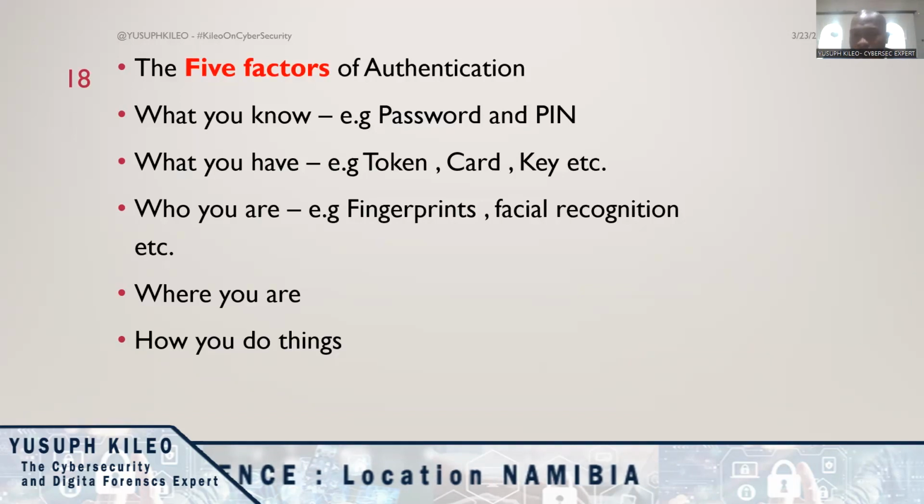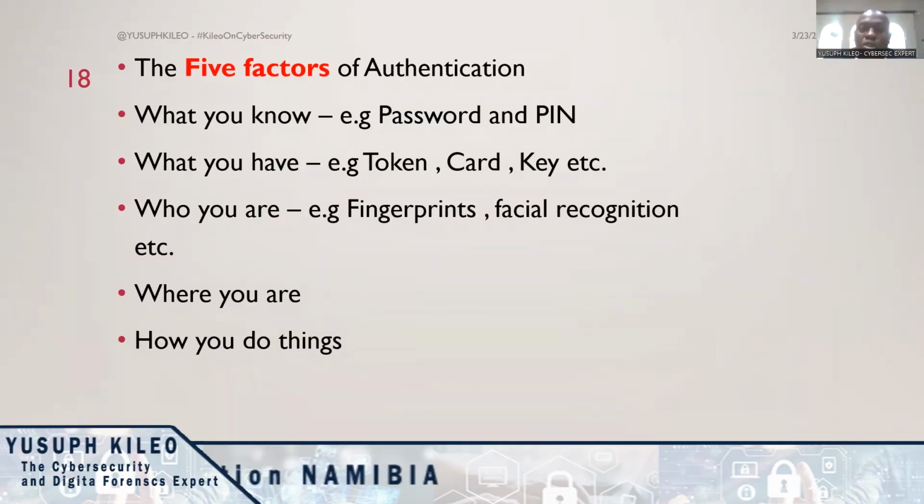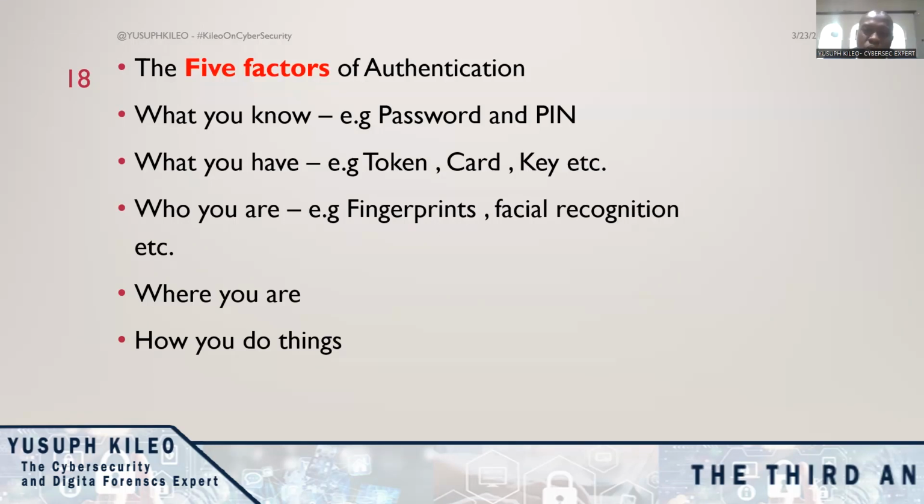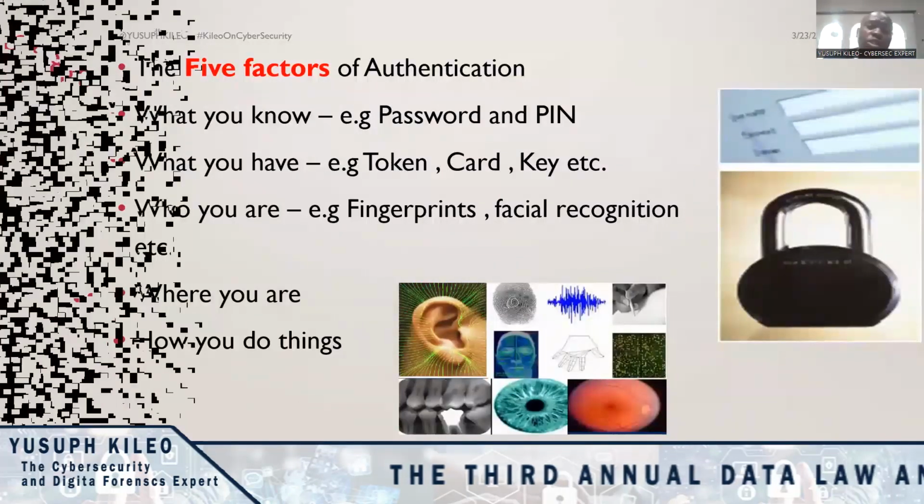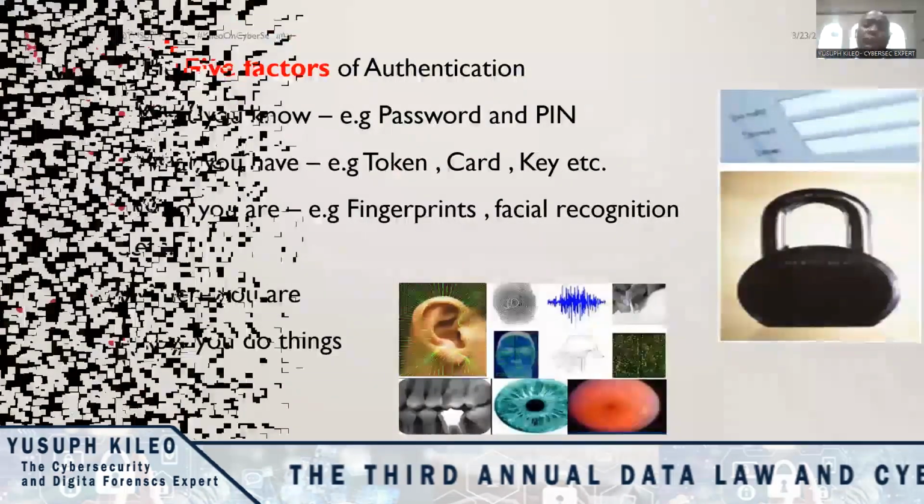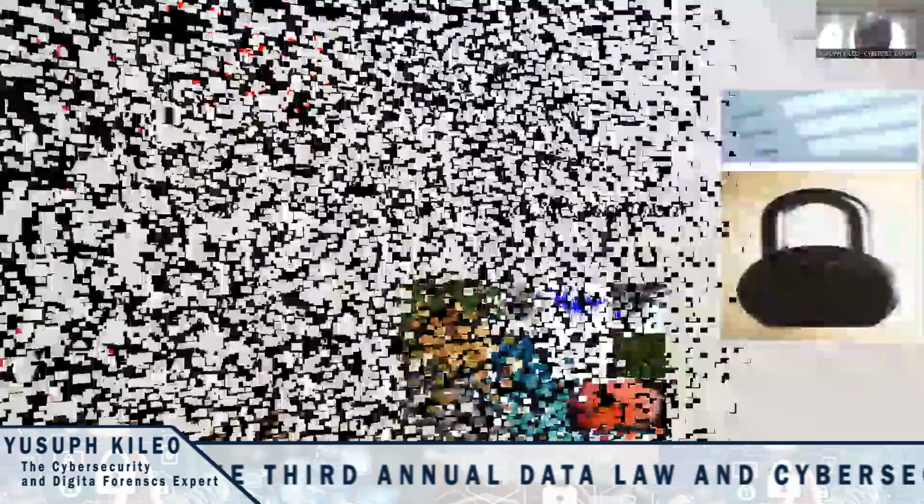So that's why artificial intelligence comes on board to explain the body movement, how you do this and that, to make sure that they get the right person to access something. So that is the fifth factor of authentication. Now I'm going to concentrate on three and show you how all three can be hacked.